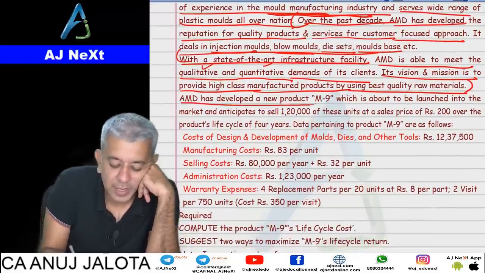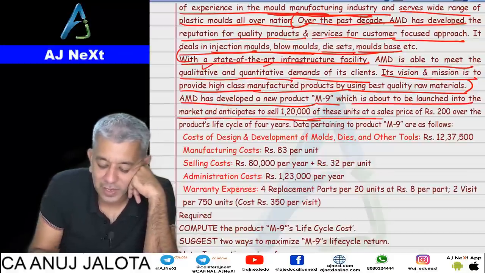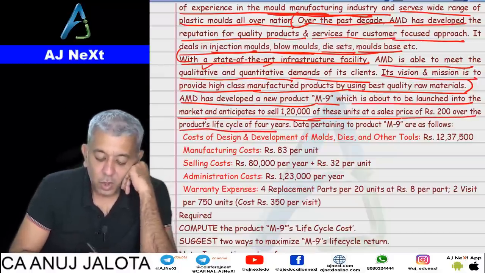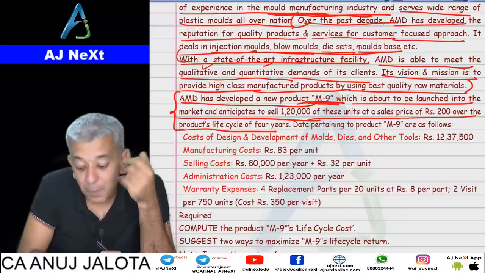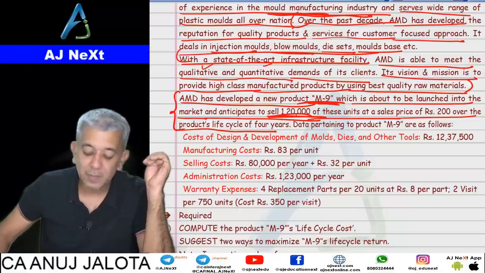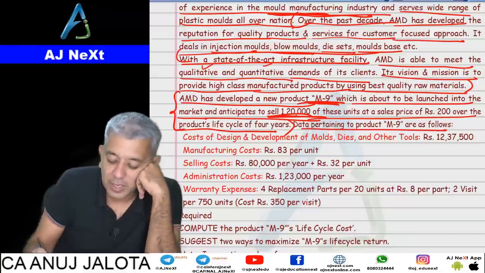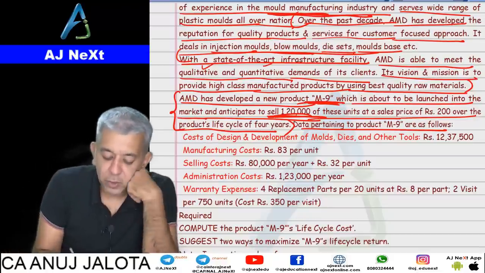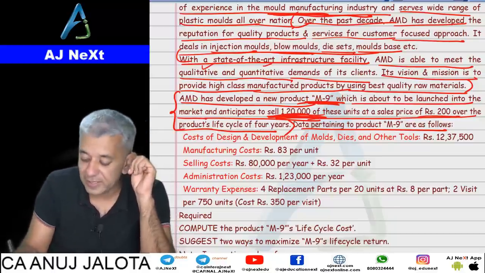AMD has developed a new product, M9, which is about to be launched in the market and anticipates selling 120,000 units at a selling price of 200 over a product life cycle of 4 years. Now see, this question is all about this. Data pertaining to product M9 are as follows. So we are going to be selling 120,000 units of this product at a selling price of 200 over the next 4 years, and the data is as follows.